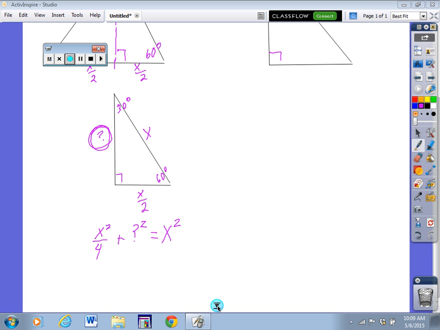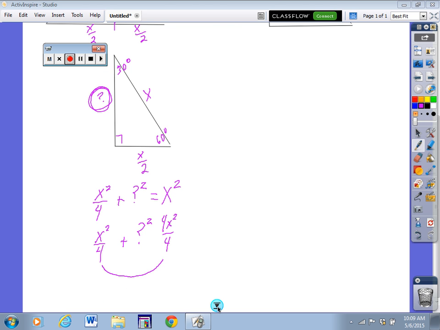this common denominator would be 4 if I change this into 4x squared over 4. And this is just plain old x squared over 4, and my question mark squared. Then if I subtract this from that, the square of my question mark is 3x squared over 4. So then Pythagorean theorem says if I want to know what the question mark is, you just square root both sides. Square root it all.